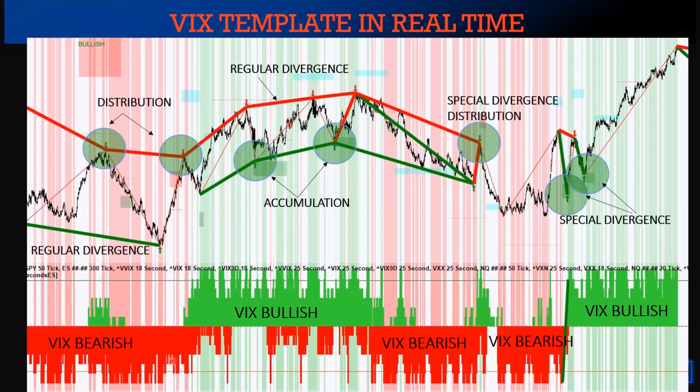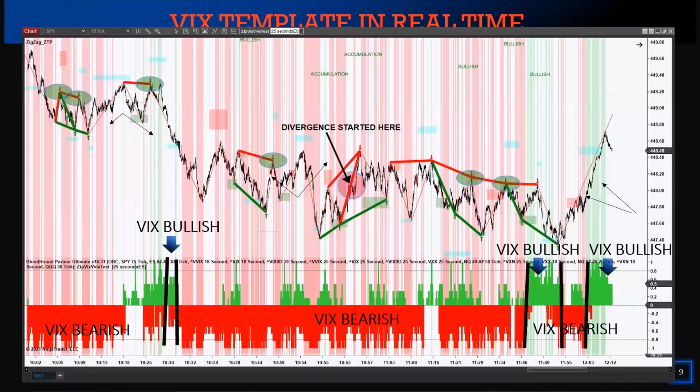Down here on the BloodHound, what I've done is I've identified where the VIX is bullish and where the VIX is bearish. And I'm going to talk about how we're able to figure that out shortly. The purpose of this BloodHound template is to determine when the VIX is bullish or bearish. It's very easy to do. The black lines on the chart, which I've done down here, denote those changes.